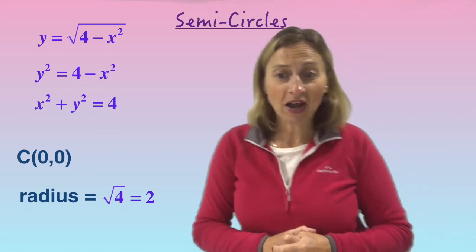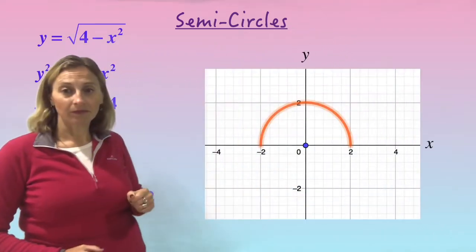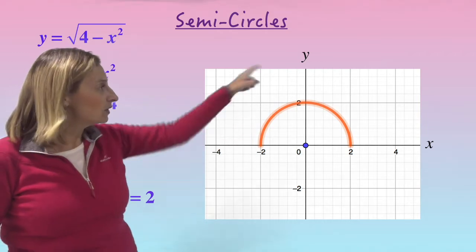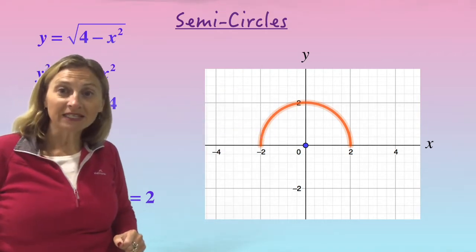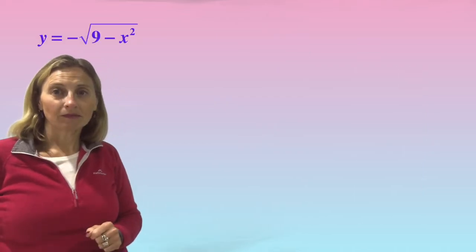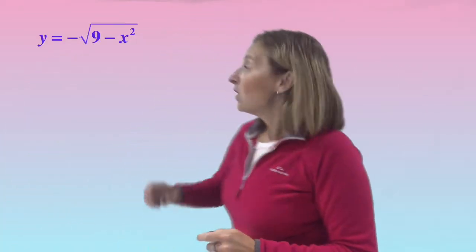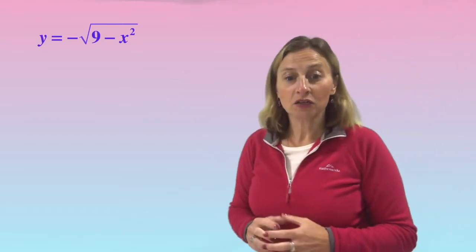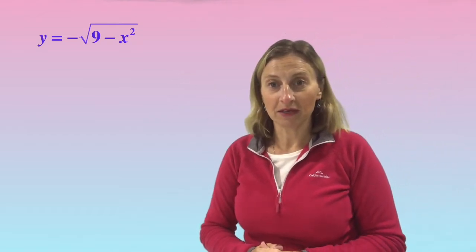So we would have our graph and it will look like this. Centre 0, 0, radius of 2. But it's a semicircle. Let's take a look at another one of those. How about this time? We have y equals minus the square root of 9 minus x squared.